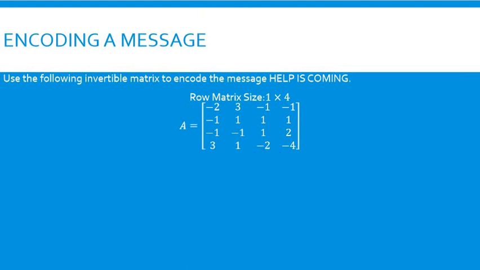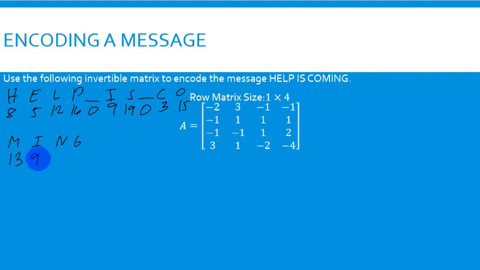Alright, so, like what we would always do, first we have to assign our letters. Okay, no space, let's bring it down here. We have to assign our letters, our numbers. So this is actually 8, 5, 12, 16, 0, 9, 19, 0, 3, and then 15, 13, 9, 14, 7.